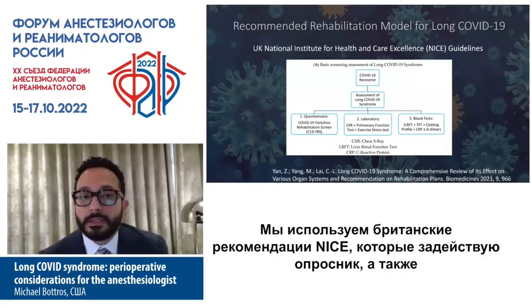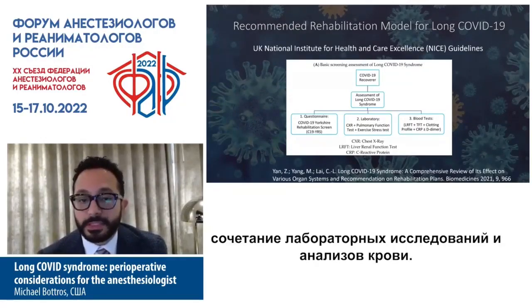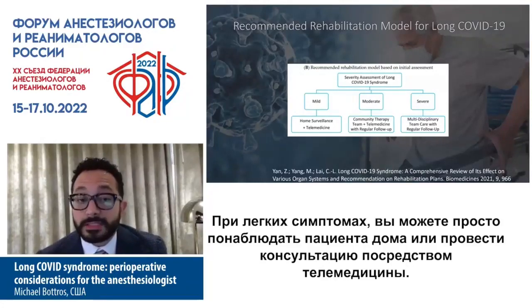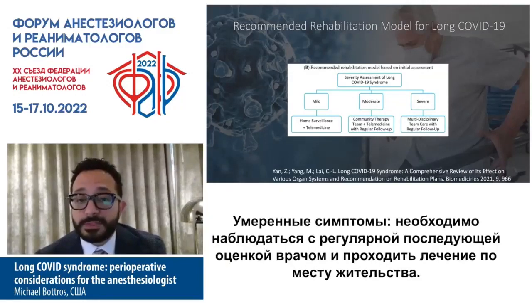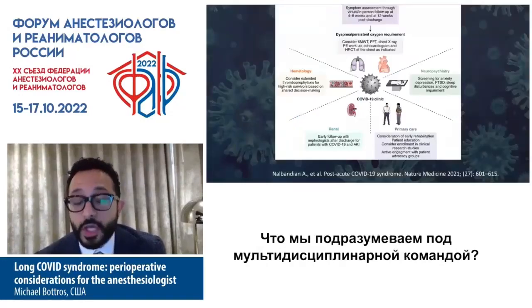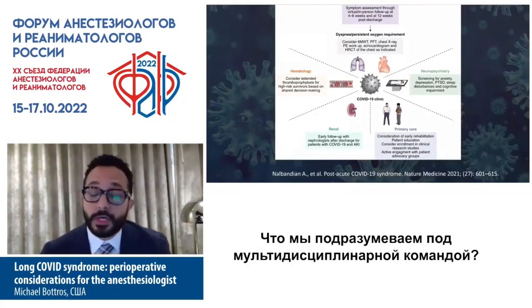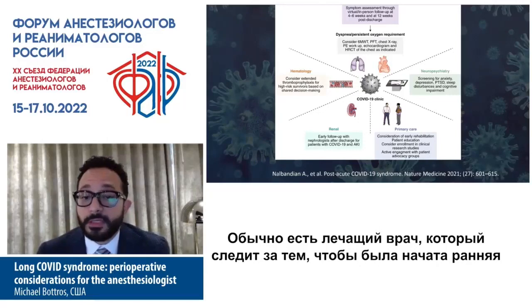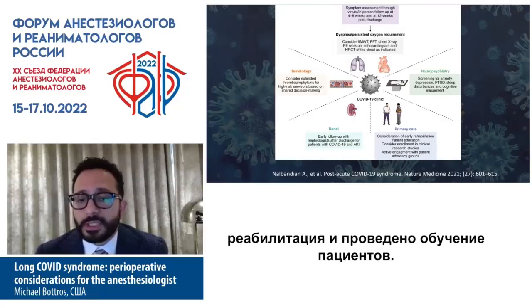So how do we treat long COVID? Well, we are using the UK NICE guidelines, which use a questionnaire and then a combination of laboratory tests and blood tests. Now, for mild symptoms, you can just do some home surveillance or telemedicine. Moderate symptoms need to be seen with regular follow-up and have some community therapy team. If you have severe symptoms, we might need a multidisciplinary team with regular follow-up. So what do we mean by a multidisciplinary team? Well, there's usually a primary care provider that makes sure they consider early rehabilitation and patient education.